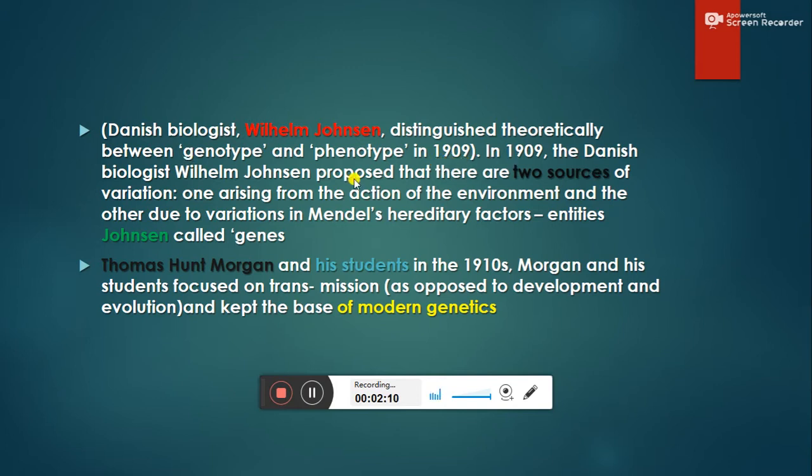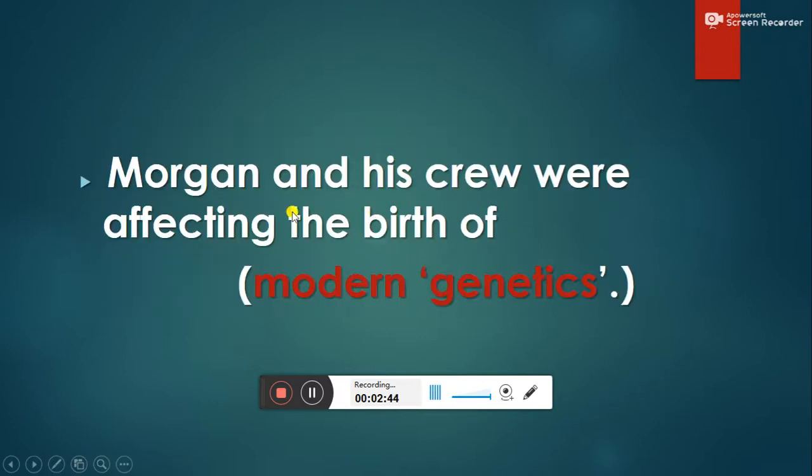In 1909, Johannsen proposed that there are two sources of variation: one arising from the action of the environment, which means phenotype, and the other due to variation in Mendel's hereditary factors, which means genotype. These entities Johannsen called genes. Thomas Hunt Morgan and his students in the 1910s focused on transmission, as a force in development and evolution, and laid the base of modern genetics. Morgan and his crew depicted the birth of modern genetics.